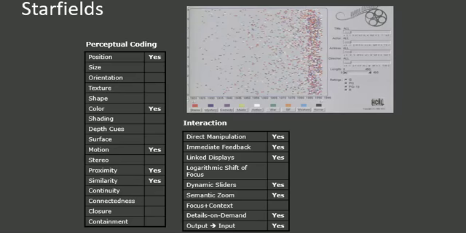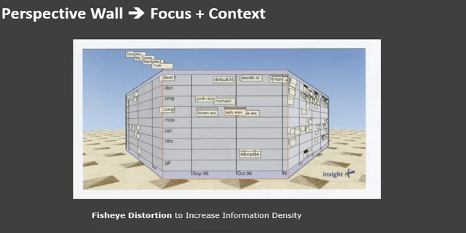Similarly, I will talk about one more, the perspective wall, which is basically a fisheye distortion to increase the information density. It is used to show greater information in just one window, and we can just move over to different columns to view the different information.